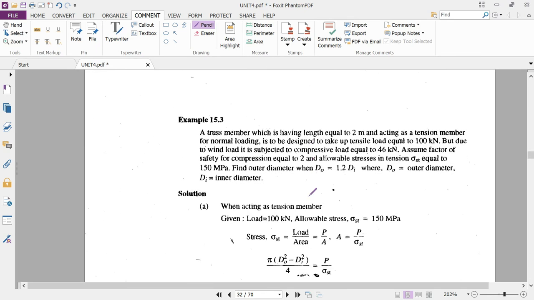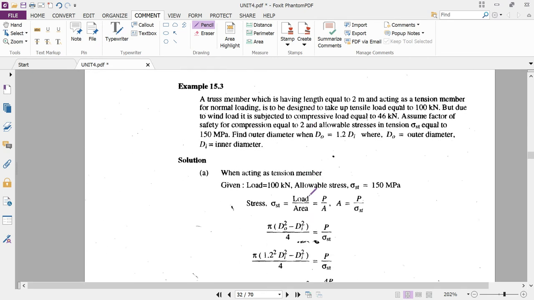Now next numerical. A truss member which has a length equal to 2 meter, a truss is there which has a length of 2 meter and is acting as a tension member. Okay, this point is important, tension member for a normal loading, and it is designed to take up the tensile load of 100 kilonewton.